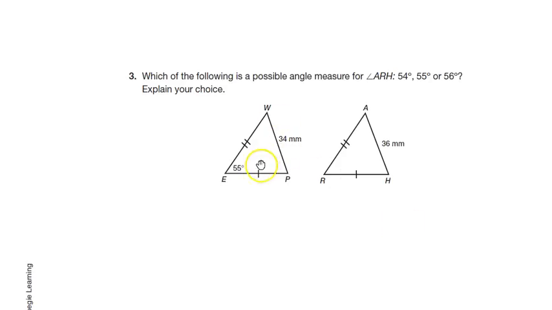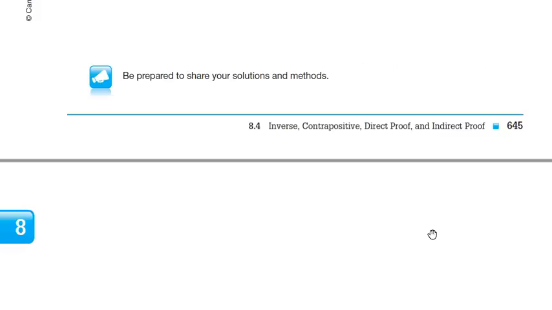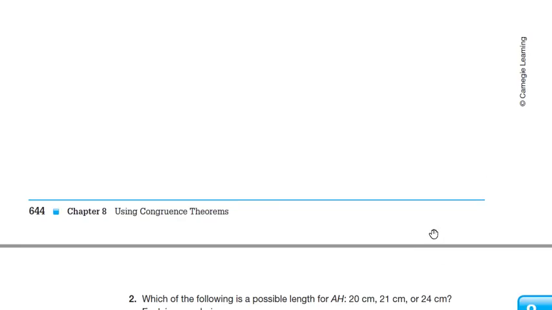The same thing here. You have two congruent sides. If this one is longer and this one is shorter, then this must be a smaller angle, right? I mean, that's the logic behind that there. So that's pretty much 8.4. Quite a bit of work on that.